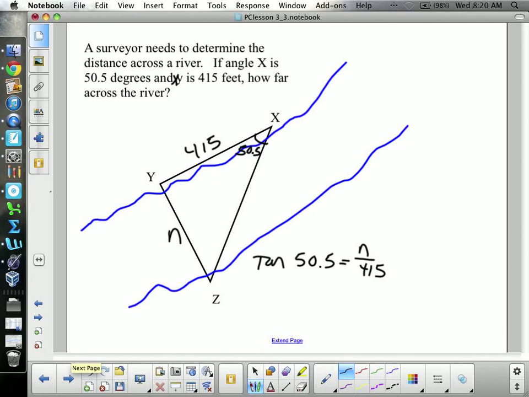This is a very much more practical problem. We deal with this all the time. How do I find an inaccessible distance? We measure something we can and take a line of sight to do that. Typical surveying problem.